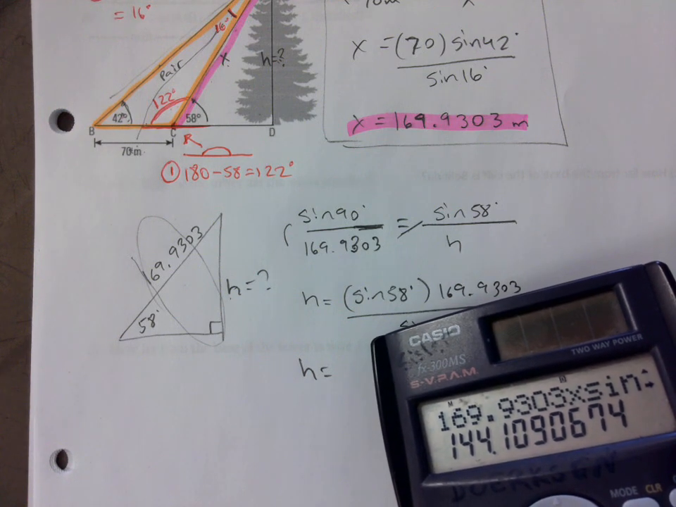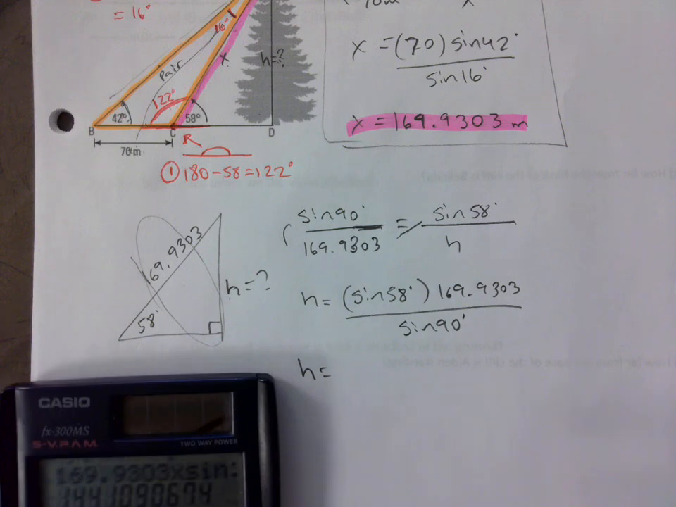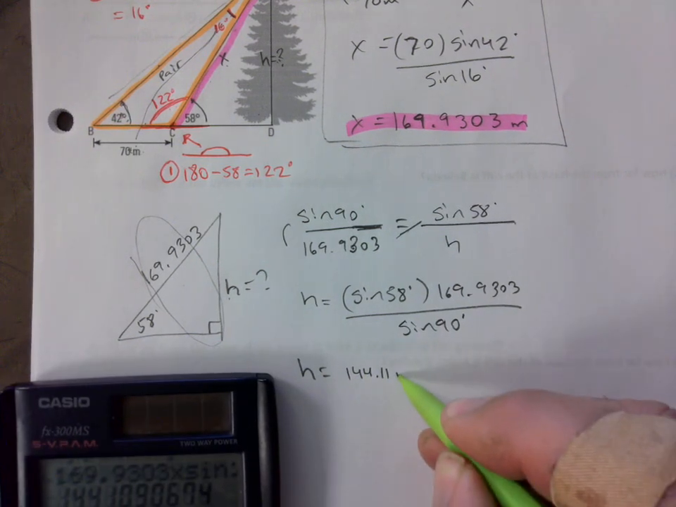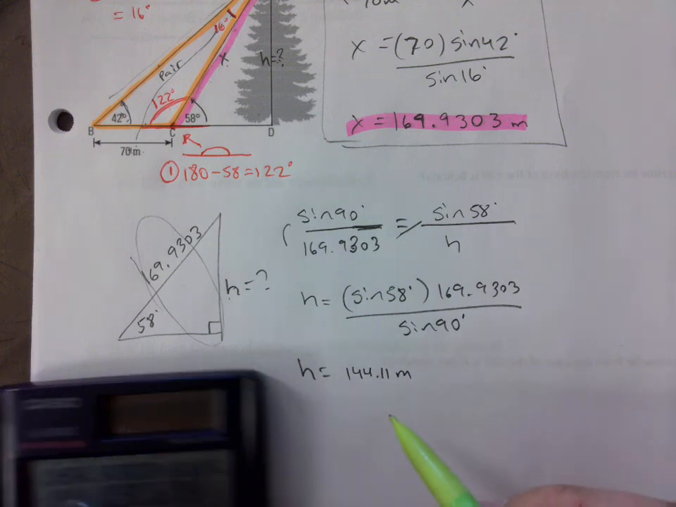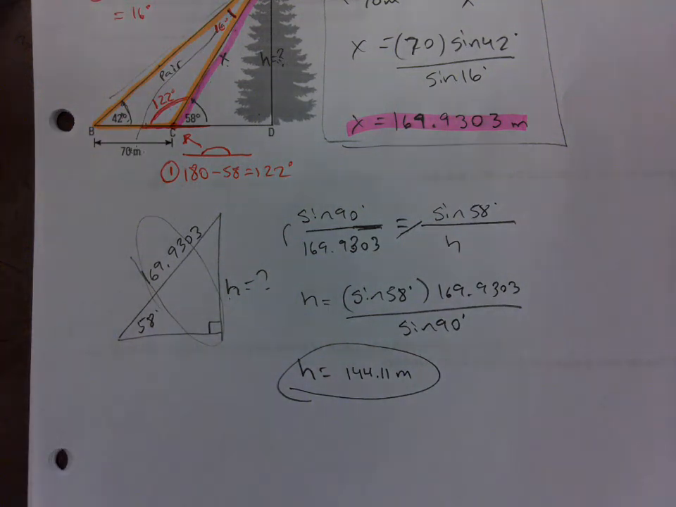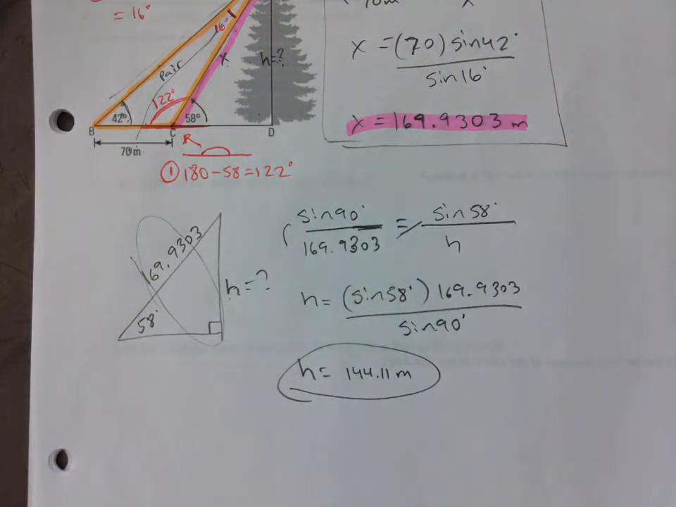$144.11 if you round it to 2 decimals. Meters? That's a tall tree. Whew. 144 meters. I probably just made up the numbers and that's why. It could be. I'll look it up. It seems quite tall. This is your ultimate answer. That one you get to round to 2 decimals. Okay? So there we go.